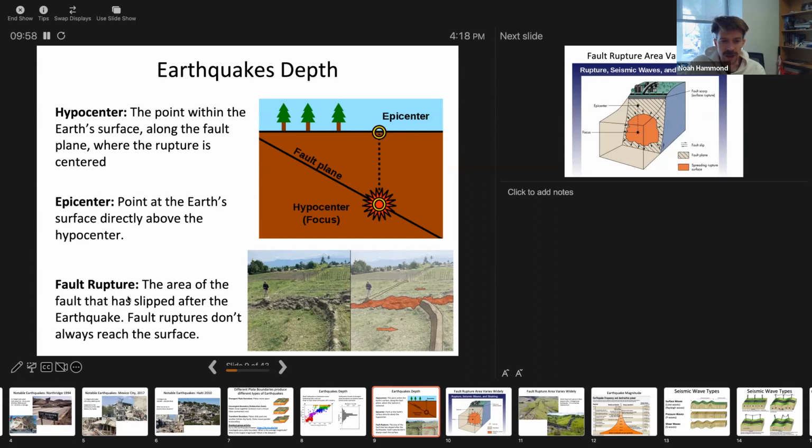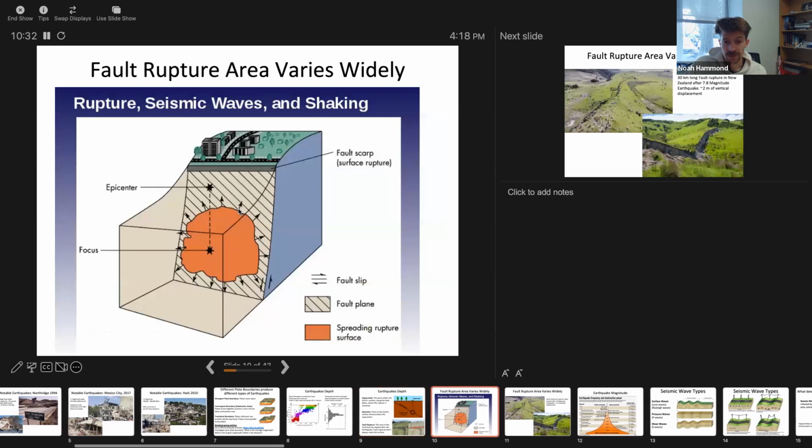So the fault rupture area is the portion of the fault that actually slides. And sometimes the rupture area doesn't actually reach the surface. Sometimes it does. Sometimes you can actually see two sides that have moved. So this is an example of a rupture area. The fault ruptured right up to the surface right here. And this is a strike slip fault. So where this guy was standing, that portion of the Earth's surface moved to the left and this portion moved to the right. But sometimes the rupture stays underground.